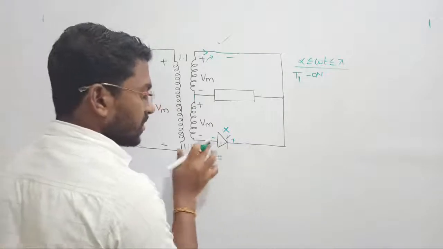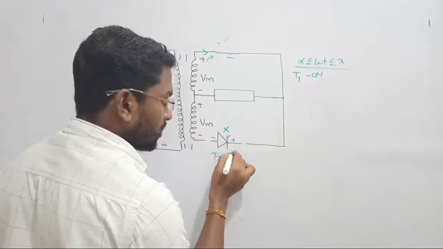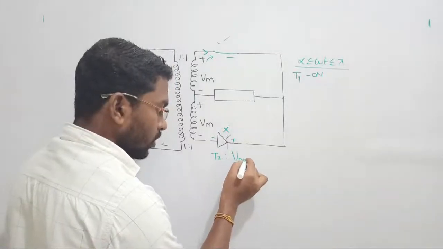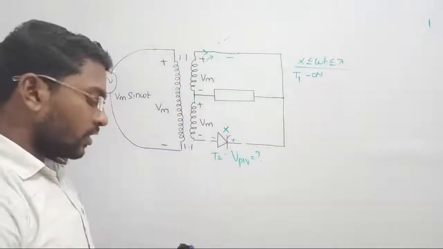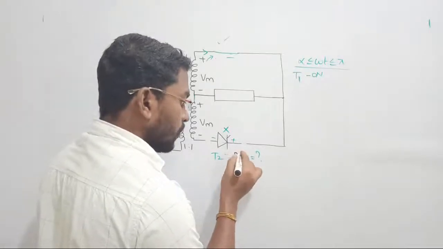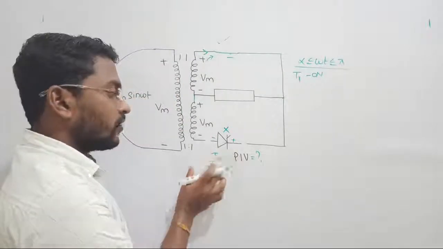Why? Because the negative supply is a reverse blocking voltage, right? That is called reverse blocking voltage. Now reverse blocking voltage is known as peak inverse voltage. I would like to know the maximum peak inverse voltage across the thyristor. Now let us estimate the peak inverse voltage. Peak inverse voltage means the maximum reverse blocking voltage offered by the thyristor.